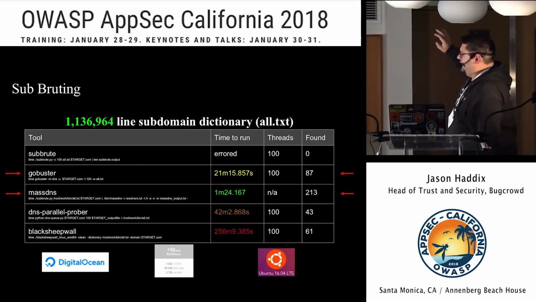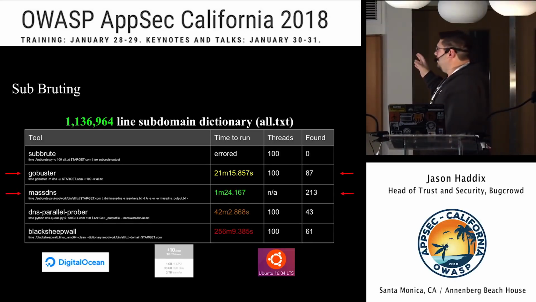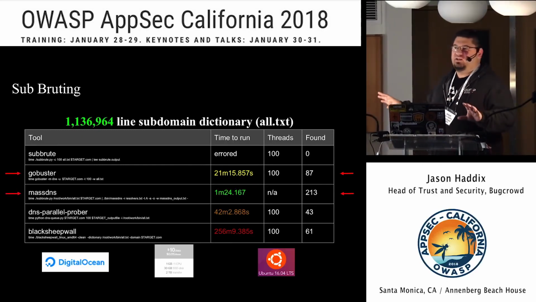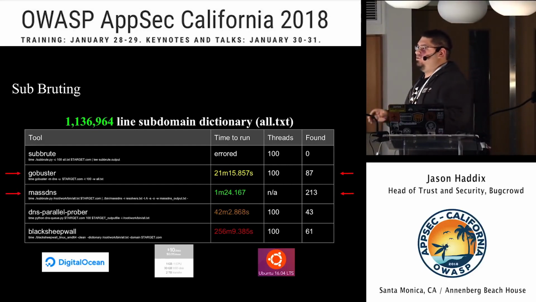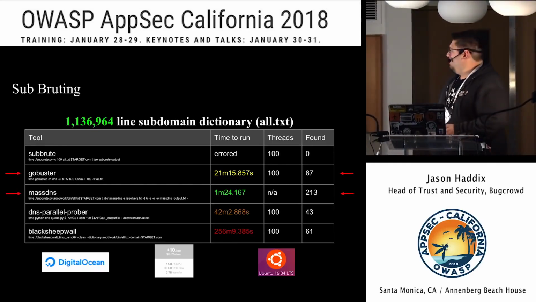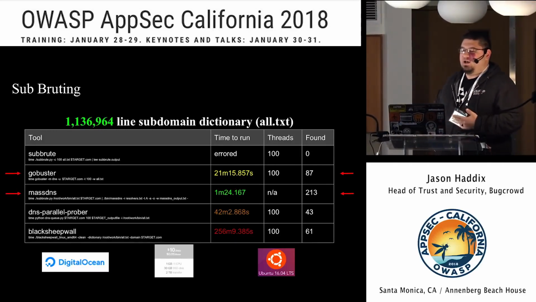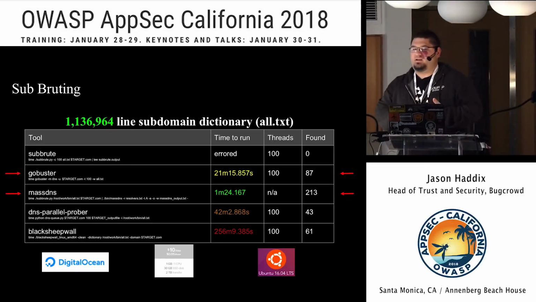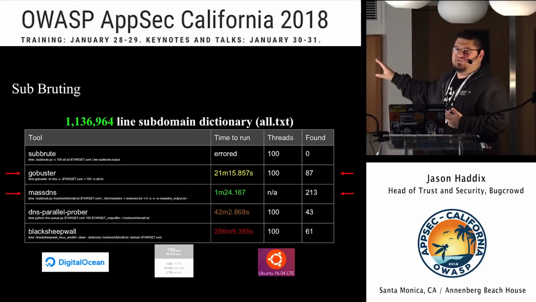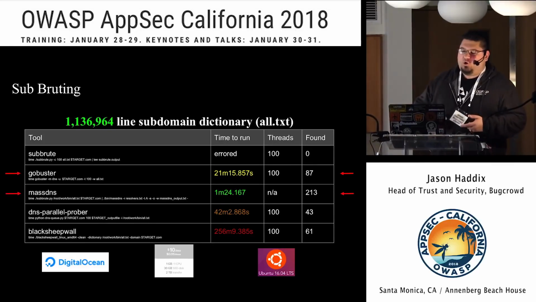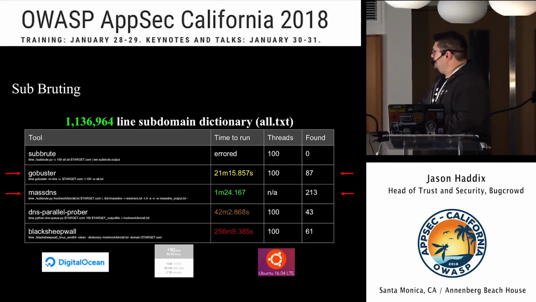And so I did a case study of how long it took to run through a 1,136,964 line subdomain brute force list, which I made. I took every tool that I'd ever seen do subdomain brute forcing, I catted it and uniqued it into one file. And I'm talking about stuff that's from like 15 years ago. I put it all into one file and I ran it through some of these tools. So you can see the runtime. Subbrute, which is a common one taught in pen testing classes, just errored out with this size of a dictionary. Just couldn't do it. GoBuster took about 21 minutes.